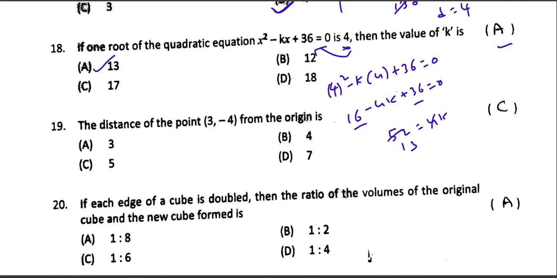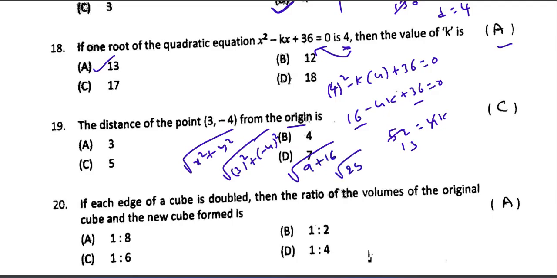Next, the distance of the point 3 comma minus 4 from the origin. From the origin means under root x square plus y square. So 3 square plus minus 4 whole square. 3 square means what here? 9, and 16. 9 plus 16 is what? 25. Square root of 25 means 5. Option C.